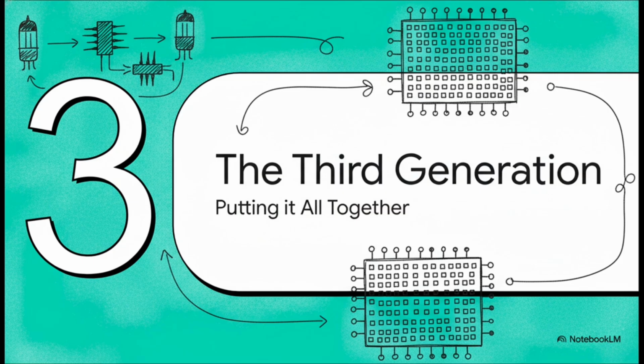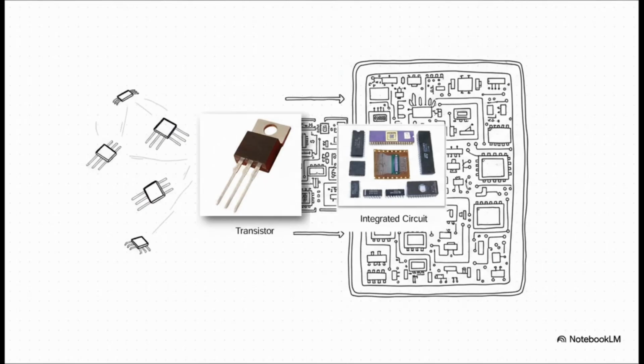Well, the third generation was all about taking that idea and kicking it up a notch with something called integration. So instead of using just one transistor at a time, engineers figured out how to shrink down and pack hundreds of them onto a single tiny silicon chip. This was the integrated circuit. It was another massive, massive step in making computers smaller and way, way more powerful.